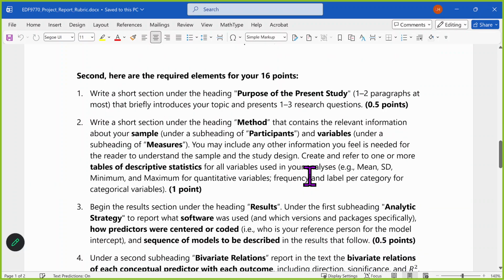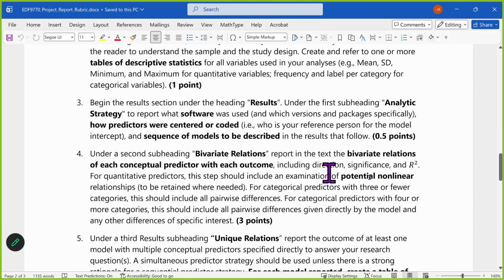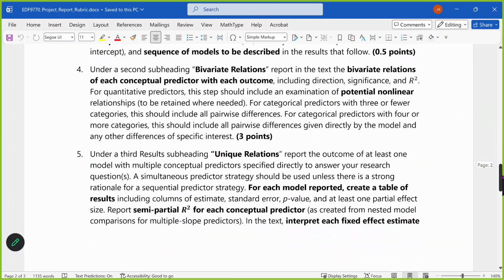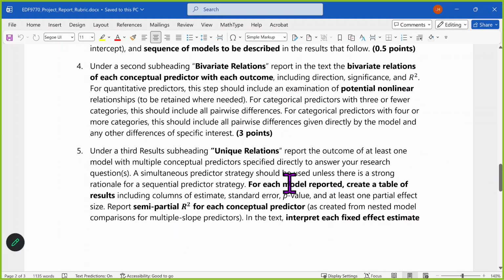So what I'm asking for, folks, under results is basically two different sets of results: bivariate relations and unique relations. The reason for that is I would like you to be able to tell me, are these two variables related, period? And are they still related after you factor in all the other stuff you care about? Because those are two different questions.